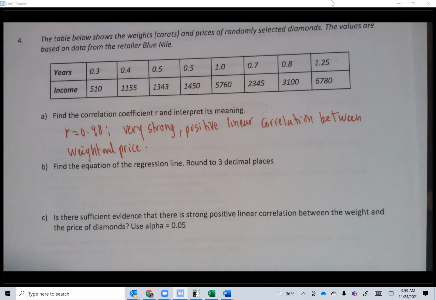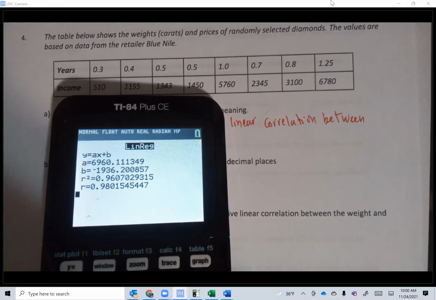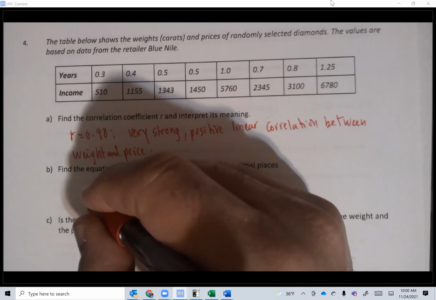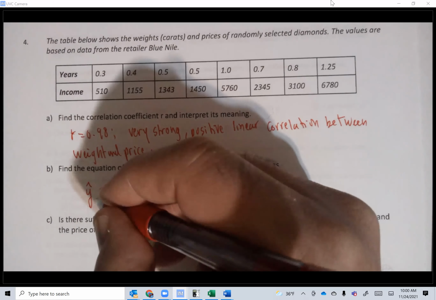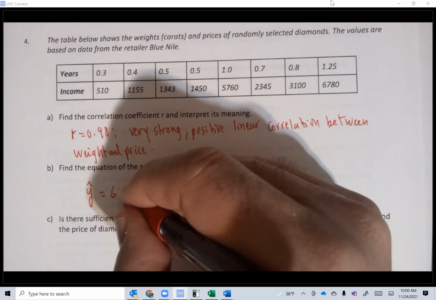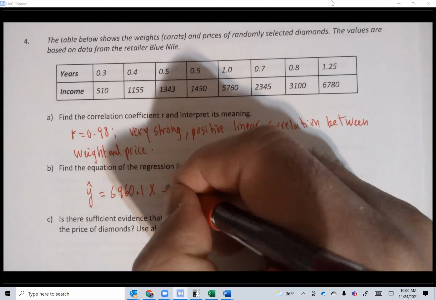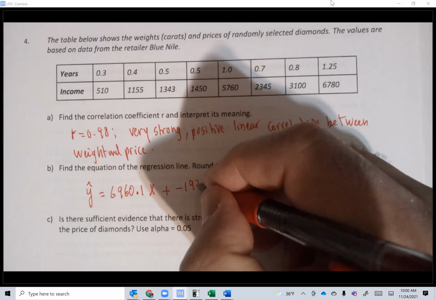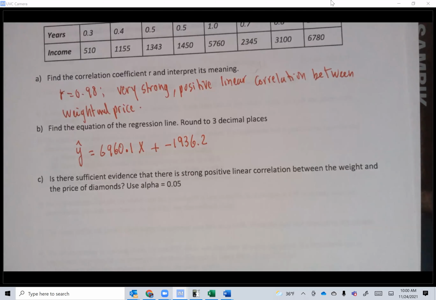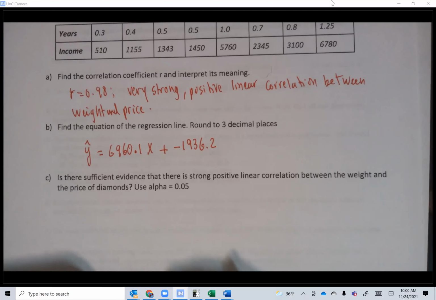Find the equation of the regression line, round to 3 decimal places. You already have the equation on the screen, guys, and it's displayed as y equals ax plus b. You put y hat just to say that this is extracted from a sample, and you put 6960. I'm going to make it 1 decimal place only, guys. X plus b, which is negative 1936.2. That's the equation of the regression line. Any questions? Round to 3 decimal places, I'm sorry. I'm going to change it to 1.